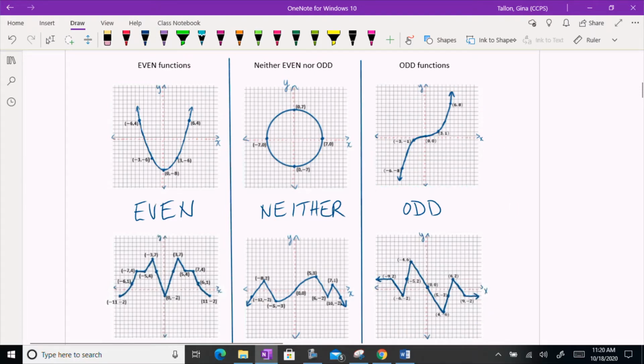And the functions in the middle here are neither, because the first one up here, that circle, isn't even a function at all. So if you don't have a function to begin with, then you're not going to be an odd function, you're not going to be an even function. So it's kind of a trick question a little bit, so you're going to have to make sure to test whether or not the graphs that are given to you are functions at all. And if they are functions, then you can decide whether the function given to you is even or odd or neither.